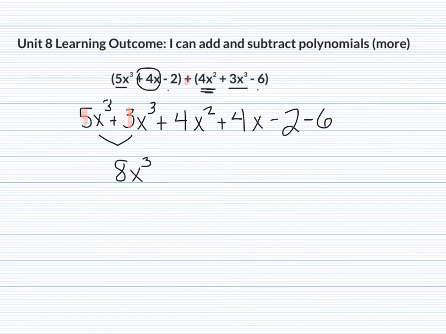There's nothing to add to the 4x squared, so I just have plus 4x squared. That 4x, again, there's no like term with that, so it just comes along for the ride, and then minus 2, minus 6, so that gives us minus 8. Final answer. There's nothing else to do. We can't simplify it any further there.